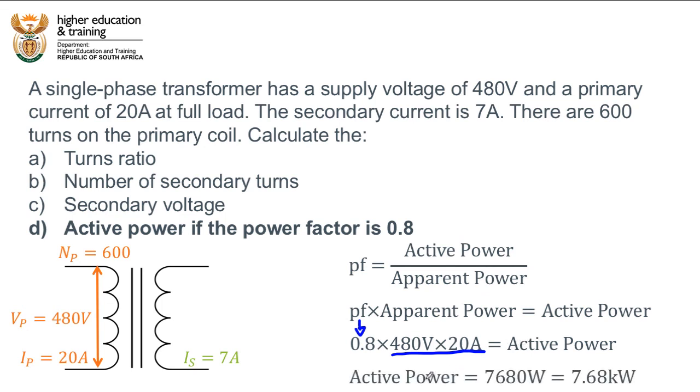And therefore, we can see that our active power is going to be equal to 7,680 watts. Note the units. We're dealing with active power here, and the units for active power are watts. But we can rewrite this a little bit more simply as 7.68 kilowatts.